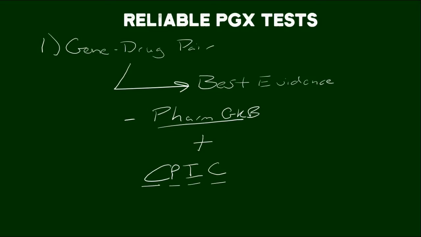And so PharmGKB will automatically link to those when you search a given gene or drug if it has a guideline. So it's a really nice website that allows you to look up the level of evidence and to quickly find CPIC guidelines that are available. So this will lead you to a nicely reliable gene-drug pair when you're figuring out how to order a reliable pharmacogenetic test.